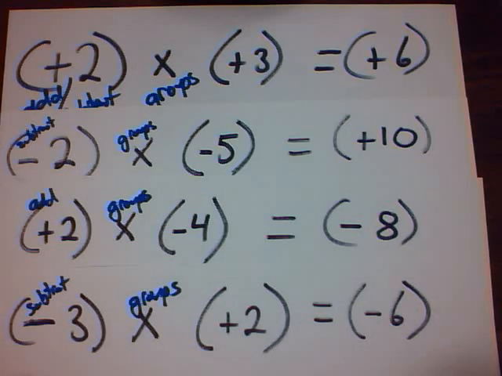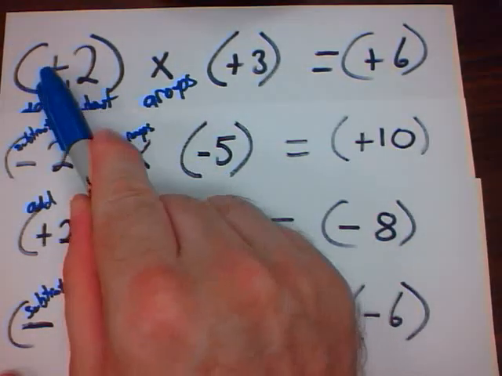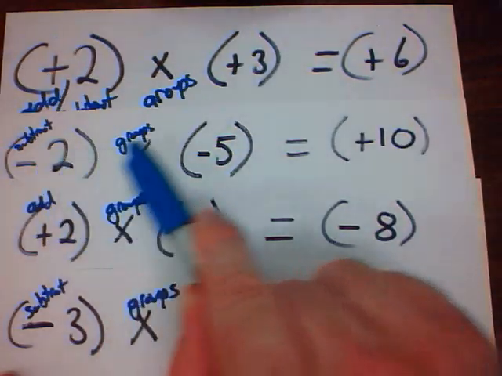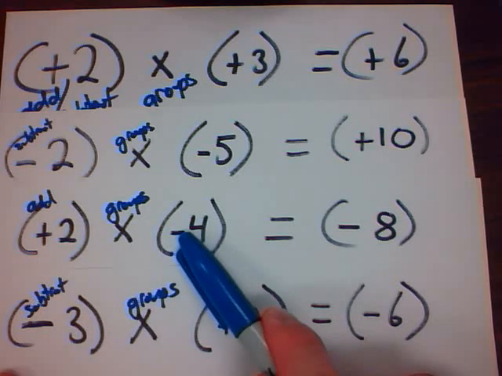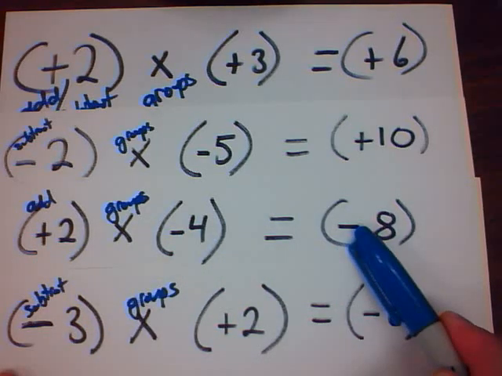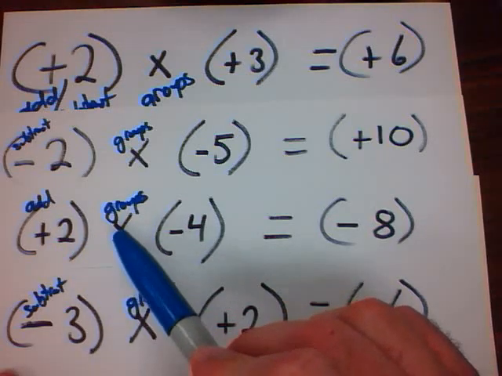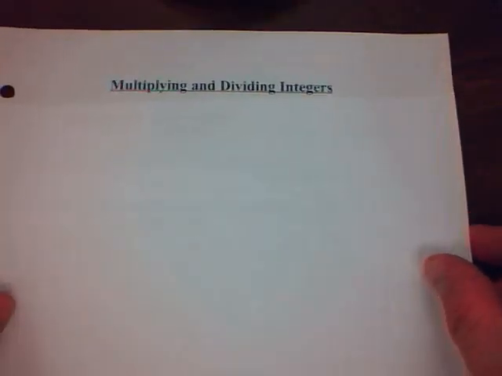The pattern that you would find if you did hundreds of additional questions is that every single time these signs are the same, the answer will be positive. See, the signs here are the same, you end up with a positive answer. Here, the signs are different, therefore the answer will be negative. And that always works when multiplying or dividing two integers. In fact, when I'm teaching students how to answer these questions, here's how I tell them to do it.